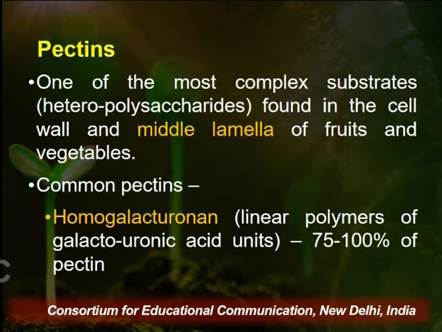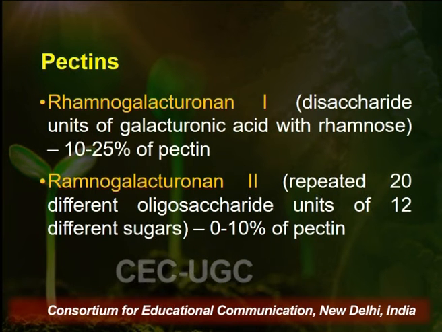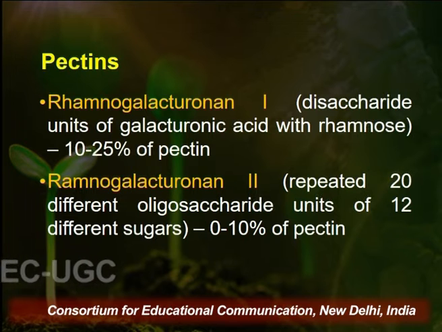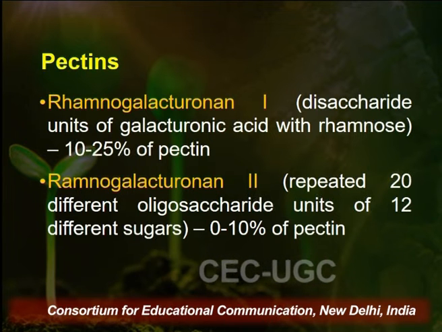So, coming to the first type, that is homogalacturonan. As their name indicates, these are formed by linear polymers of a single type of component, that is galacturonic acid units. And homogalacturonan is considered the backbone of pectins, as it constitutes around 75 to 100% of the pectin structure. This is followed by rhamnogalacturonan 1, which is a chain of disaccharide units mainly composed of galacturonic acid along with rhamnose. Now, these are present in a concentration of 10 to 25% of the total pectin structure.